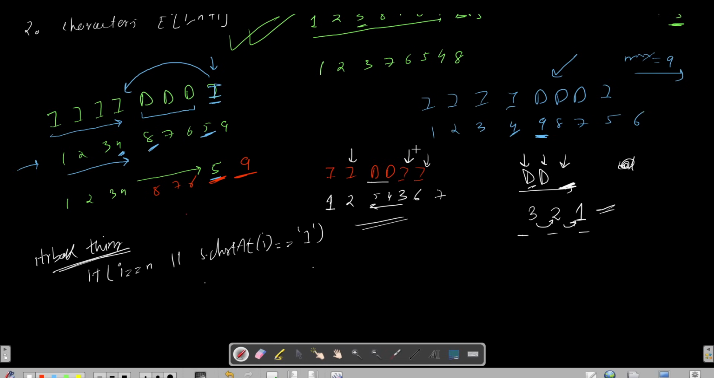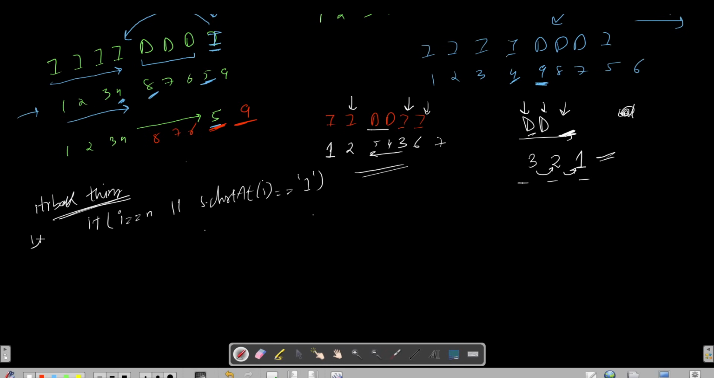So this is the first thing that we observe. Second thing, when you move back from a particular pointer, as soon as you get another I, you need to break from there.